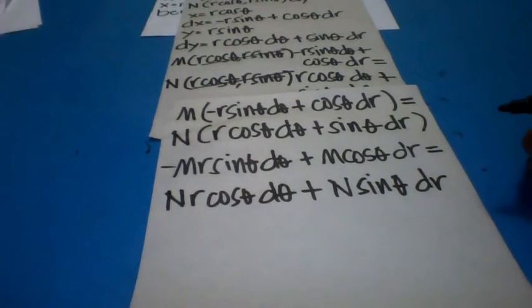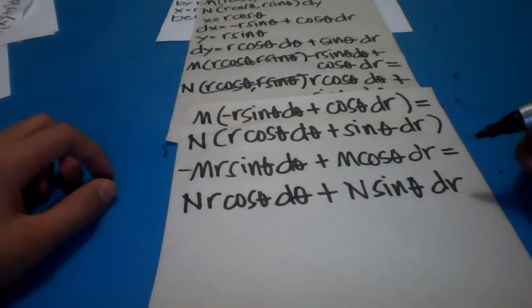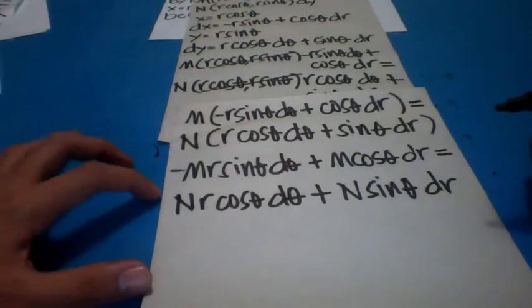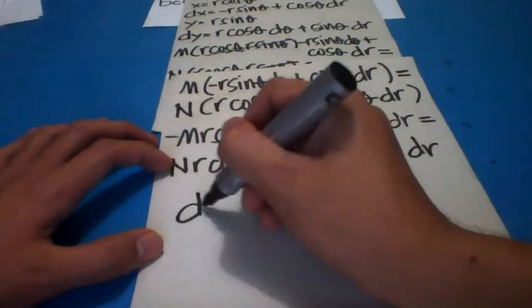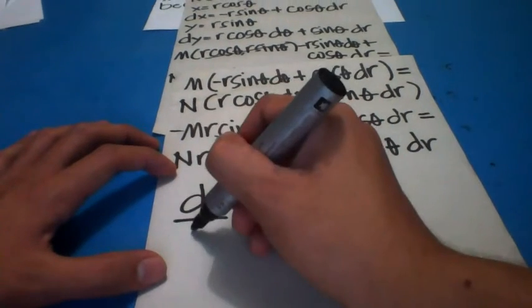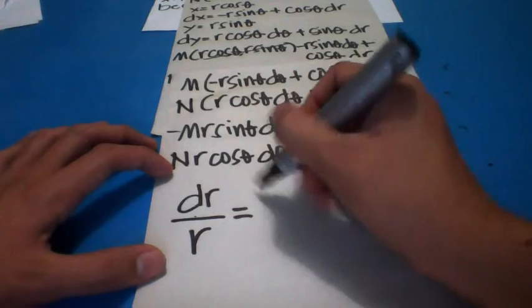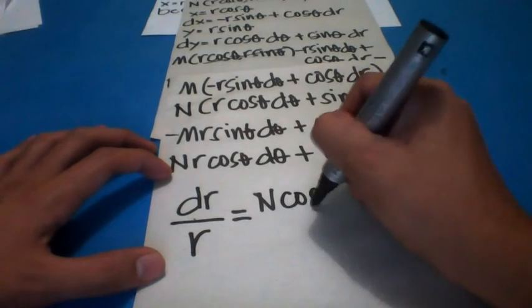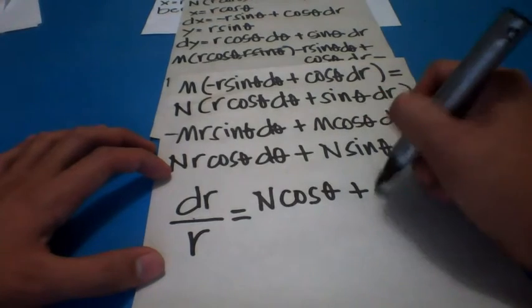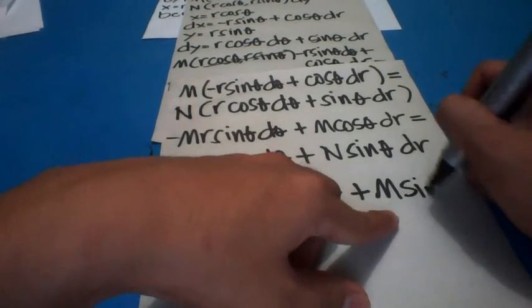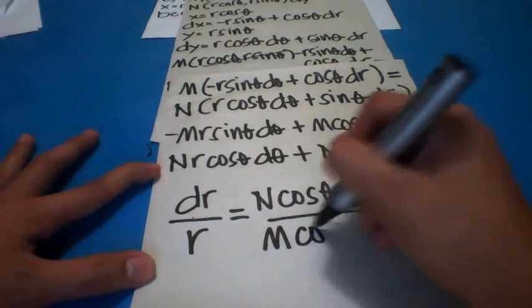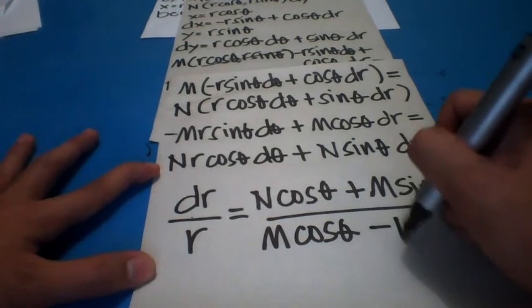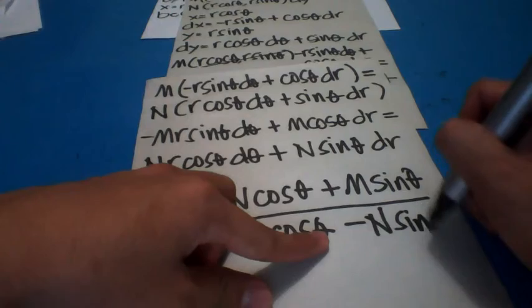And then after, you now get the separable equation. This dr is equal to (N cosine theta plus M sine theta) over (M cosine theta minus N sine theta). So the equation now is separable.